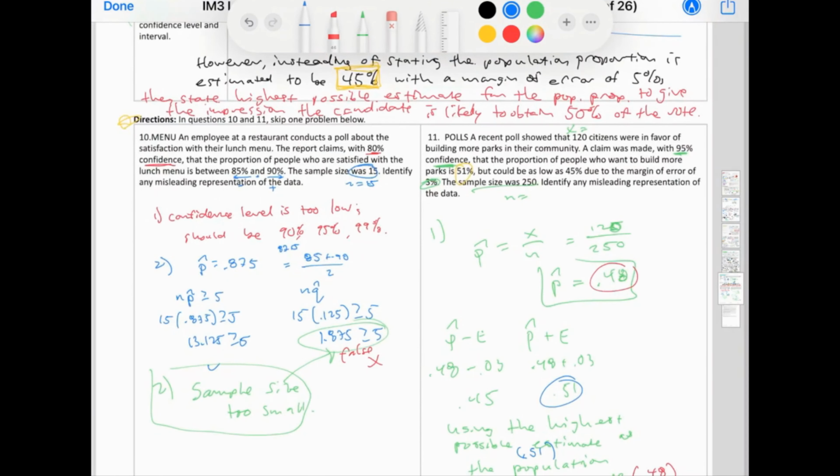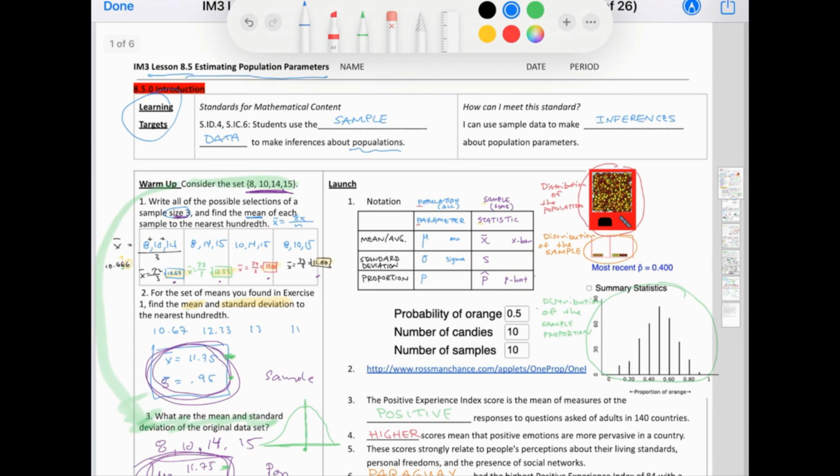Well, that was lesson 8.50. We're talking about taking the sample data and making inferences about the population. Remember, think about that candy machine. You put in some quarters and you get some Reese's Pieces out of it, and the Reese's Pieces can tell us about all of the pieces in the candy machine.